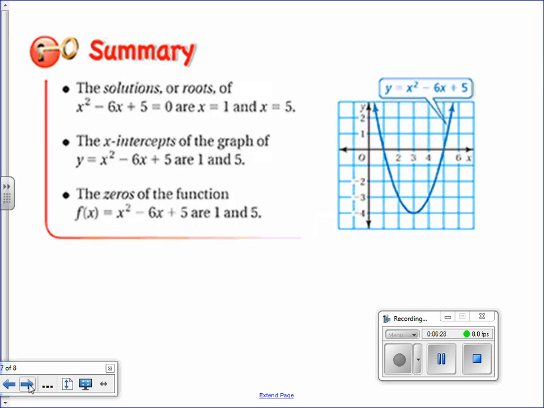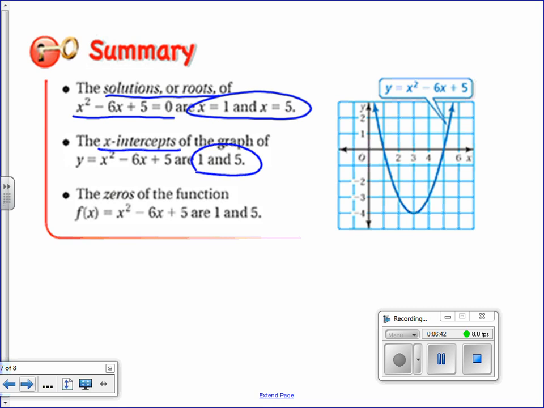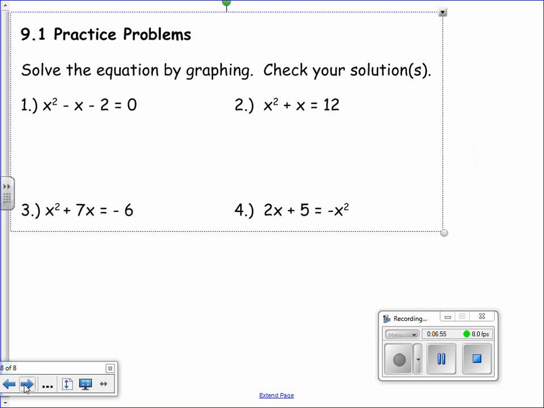This is just showing you that of this equation, x squared minus 6x plus 5 equals 0, that you could call the solutions or roots x equals 1 and 5. The x-intercepts are also 1 and 5, and the zeros are 1 and 5. So all of those names are kind of synonymous with the same thing, finding the x-intercepts or the solutions of this quadratic function. And you have 4 practice problems where you're going to graph each of them.